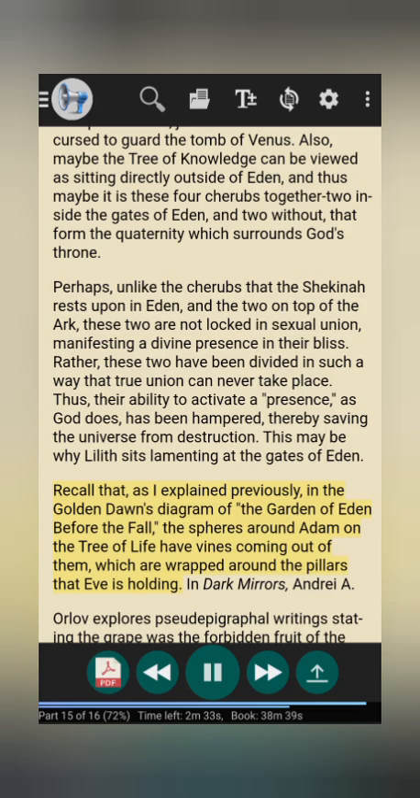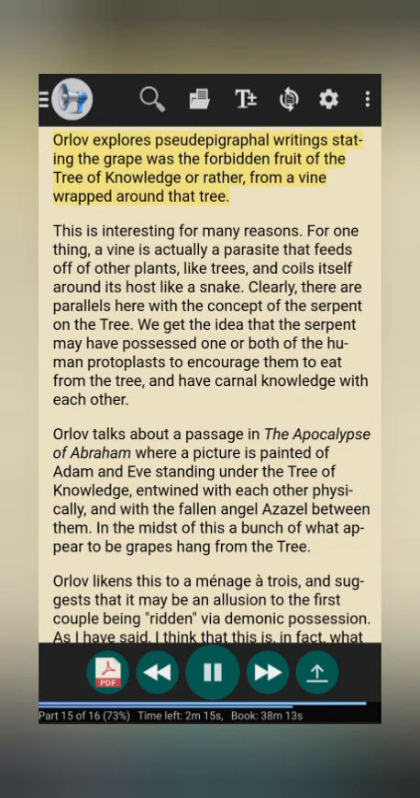Recall that, as I explained previously, in the Golden Dawn's diagram of the Garden of Eden before the fall, the spheres around Adam on the tree of life have vines coming out of them, which are wrapped around the pillars that Eve is holding. In Dark Mirrors, Andrei A. Orlov explores pseudepigraphal writings stating the grape was the forbidden fruit of the tree of knowledge, or rather, from a vine wrapped around that tree. This is interesting for many reasons. For one thing, a vine is actually a parasite that feeds off of other plants, like trees, and coils itself around its host like a snake. Clearly, there are parallels here with the concept of the serpent on the tree.